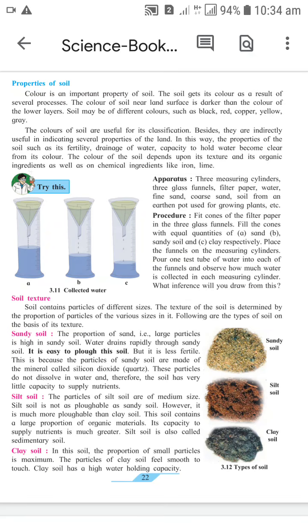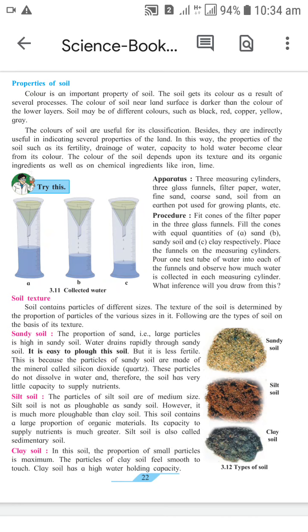Today we are going to learn about properties of soil. Color is an important property of soil. The soil gets its color as a result of several processes. The color of the soil near land surface is darker than the color of the lower layers.